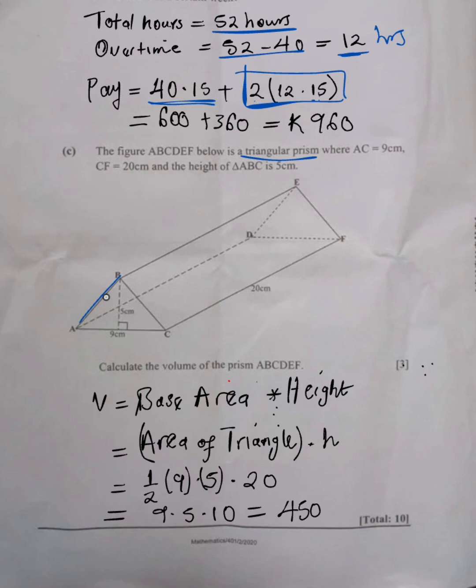This is our triangle, of which the base is 9 centimeters and the height is 5 centimeters. Then this long side is what we just say is the height of the whole prism, right? Which is 20. So 2 into 20 is 10. 10 multiplied by 5 by 9 is 450 cubic centimeters because it is a volume.